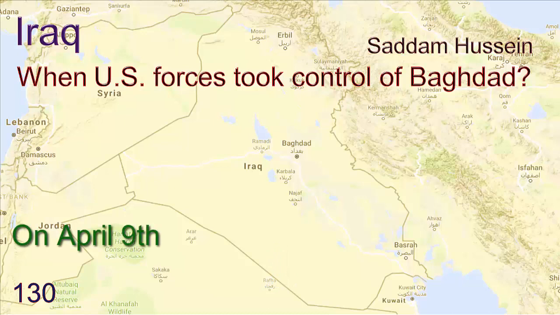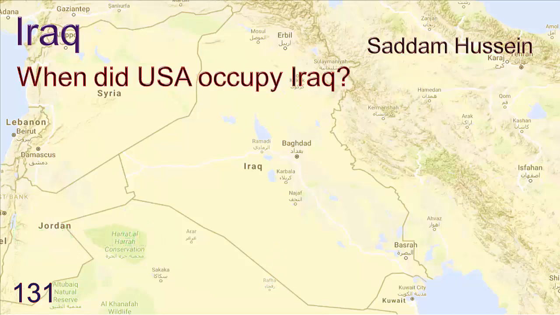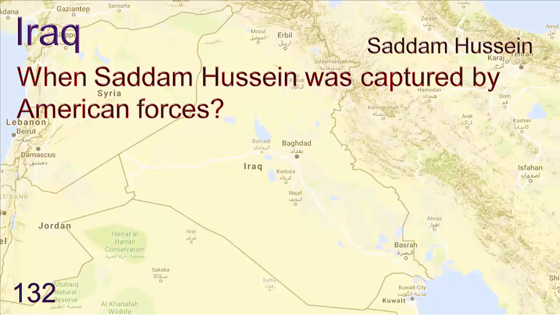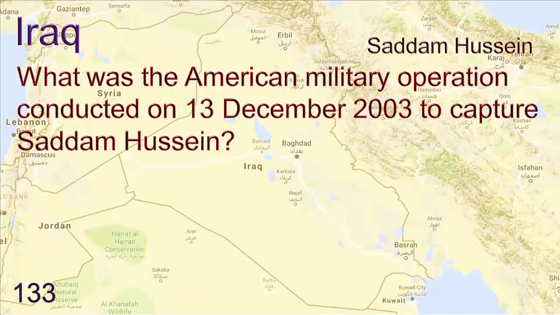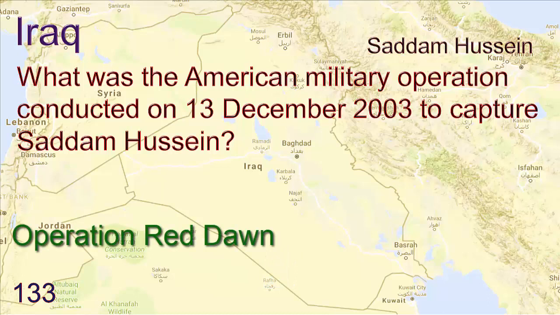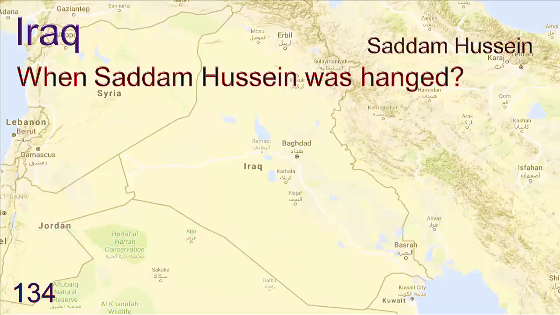When did US forces take control of Baghdad? On 9th April 2003. When did the USA occupy Iraq? On 1st May 2003. When was Saddam Hussein captured by American forces? On 13th December 2003. What was the American military operation conducted on 13th December 2003 to capture Saddam Hussein? Answer is Operation Red Dawn. When was Saddam Hussein hanged?